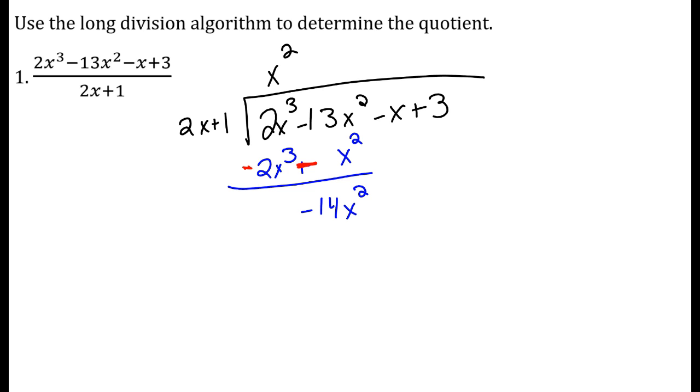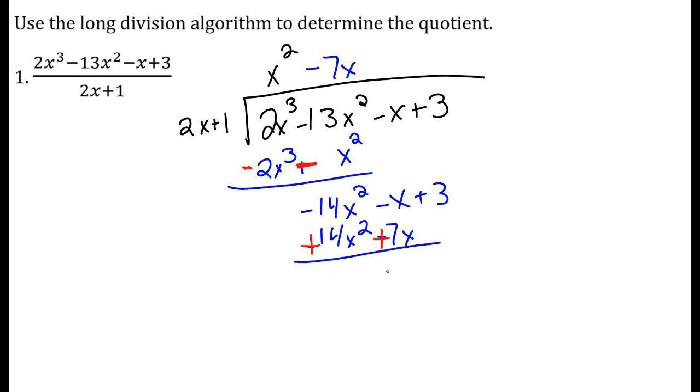Now we restart the algorithm. What times 2x gives me minus 14x squared? Don't forget to bring things down. Minus 7x. Minus 7x times the whole divisor. Minus 7x times 2x is minus 14x squared. Minus 7x times 1 is minus 7x. Now we subtract. How do we subtract? We change everyone's sign.